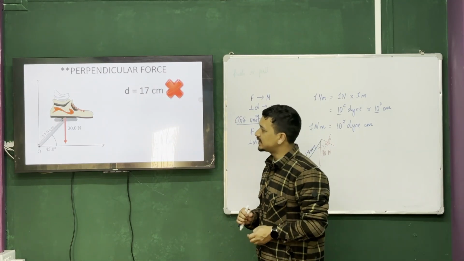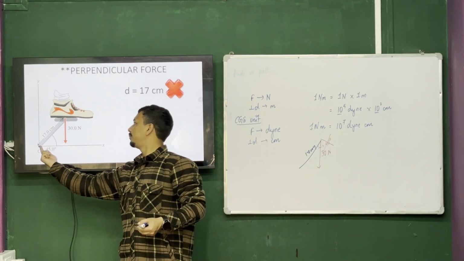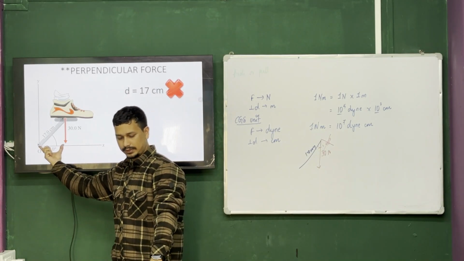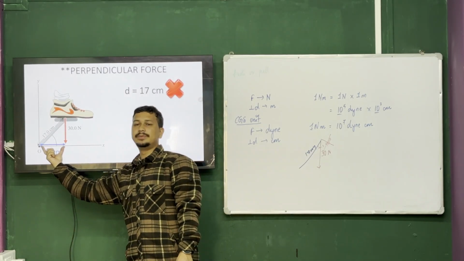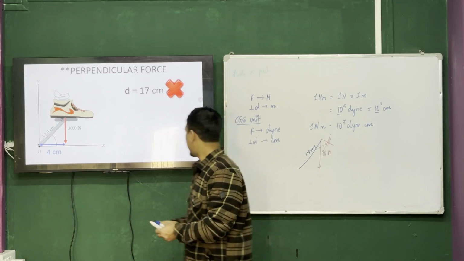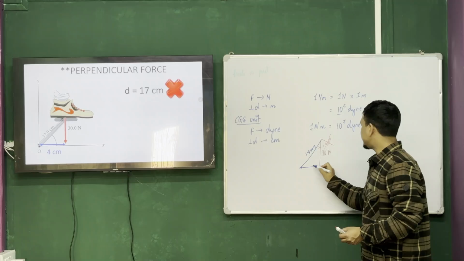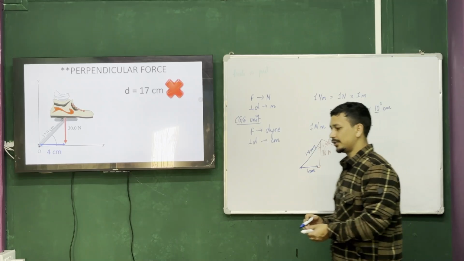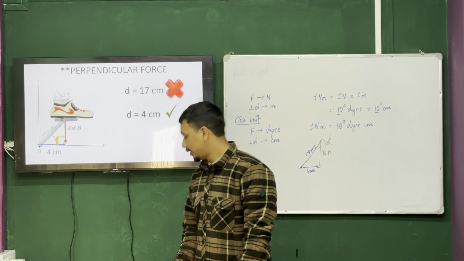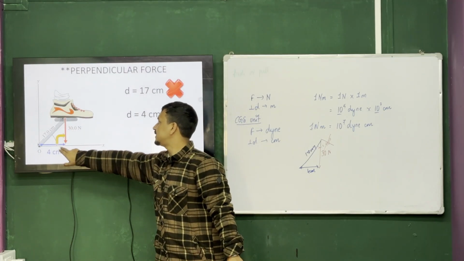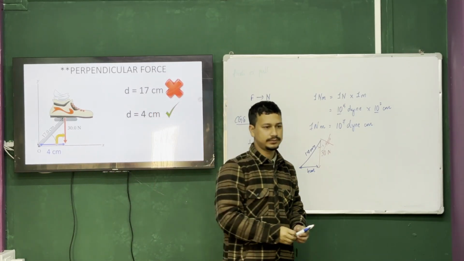Then which distance will be the correct one? It will be this distance, from here to here. Let's say this distance is 4. So this distance will be the perpendicular distance. If I measure this distance, is this perpendicular? Yes. So 4 centimeter, if you said, is correct, because the force and the distance must always make an angle of 90 degrees.